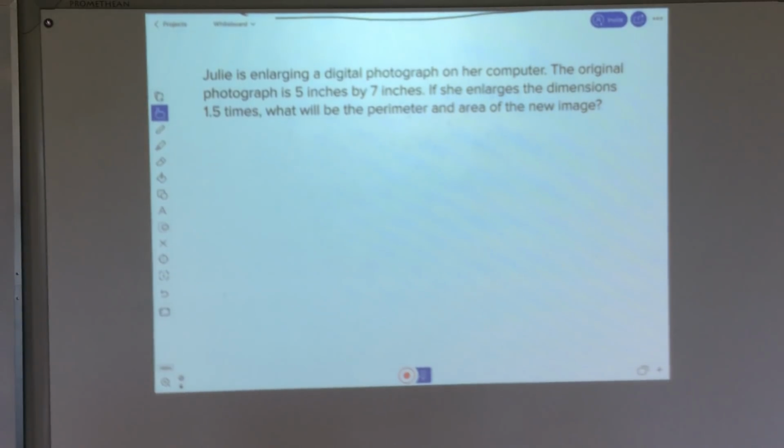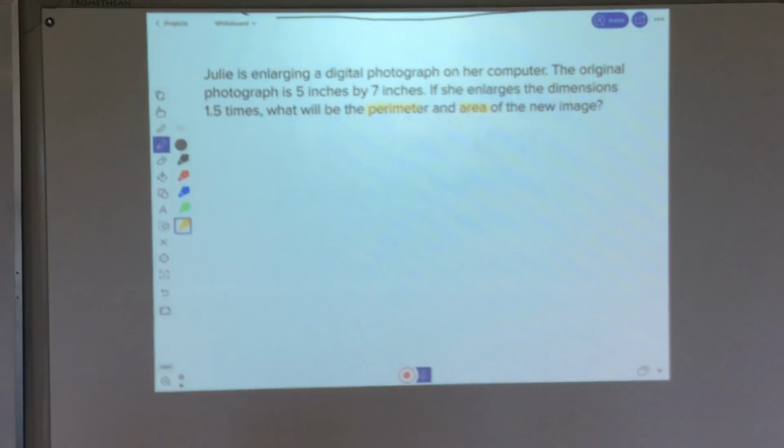Last one for today. It says, Julie is enlarging a digital photograph on her computer. The original photo is 5 inches by 7 inches. If she enlarges the dimensions 1.5 times, what will the perimeter and the area of the new image be?